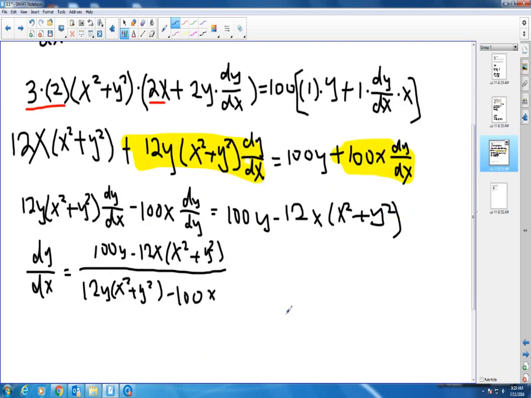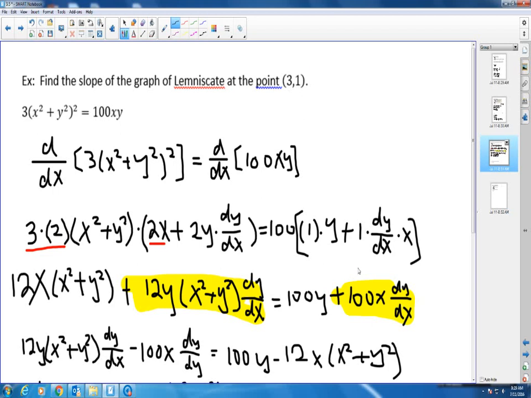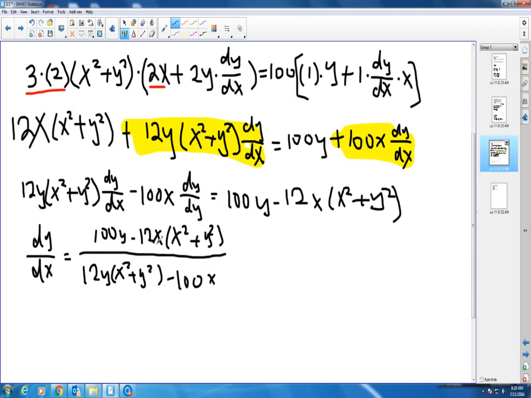Alright, so this is my slope. So if I want to find the slope at (3, 1), I will plug in 3 for x and 1 for y. Okay, and if I do that, I will end up with 13 over 9. That's my slope of the tangent line. Okay, a little bit more writing here. Now I'm going to use the next example to show you a very unique technique that we can use.